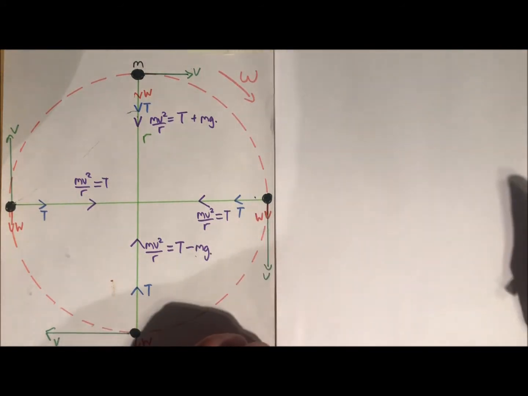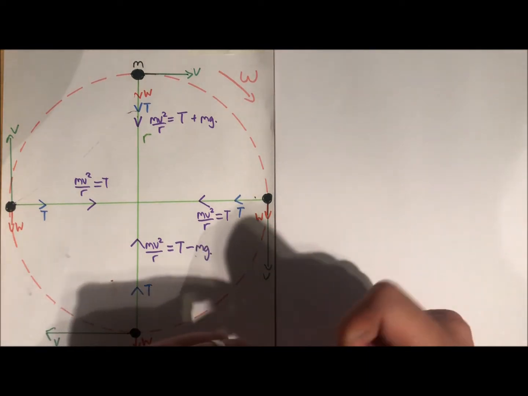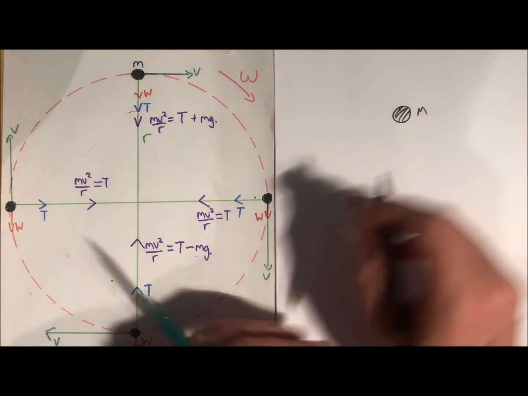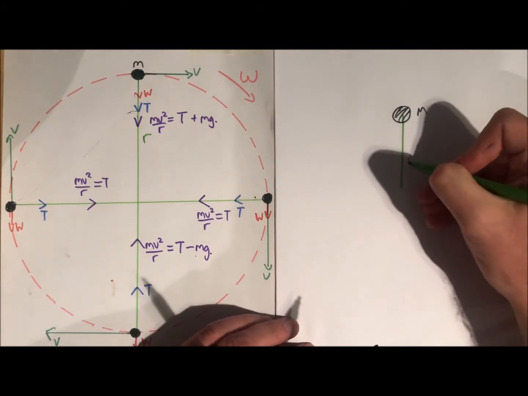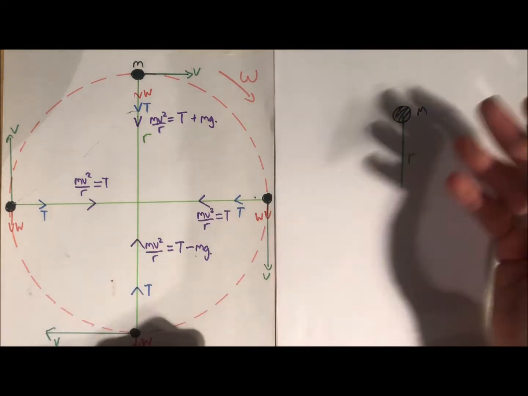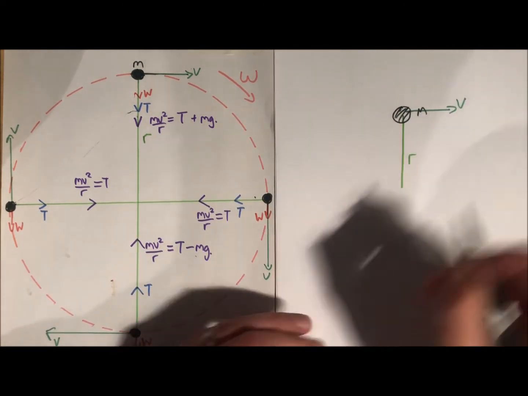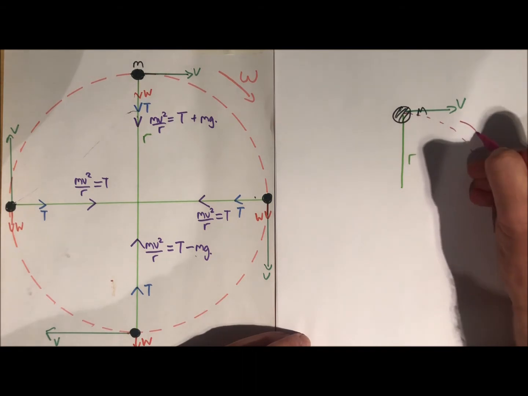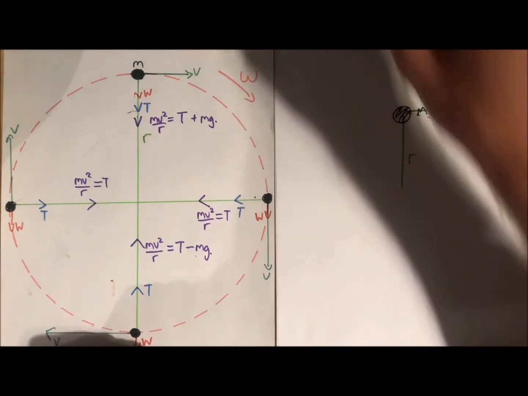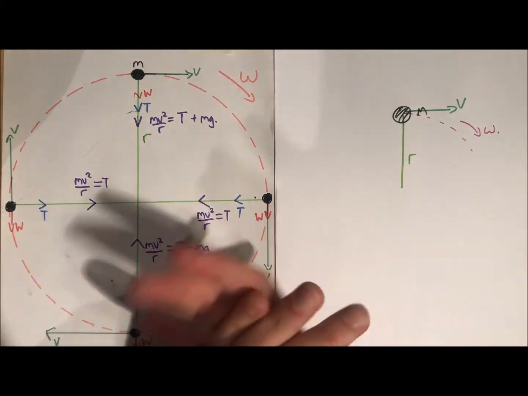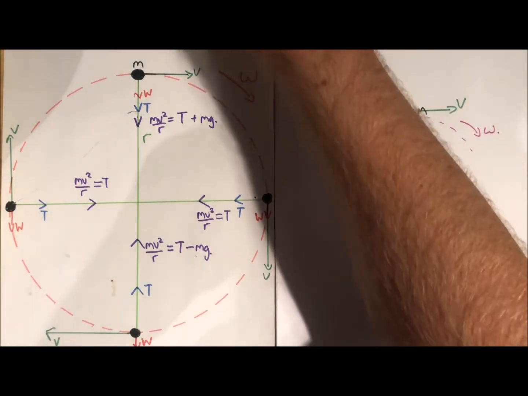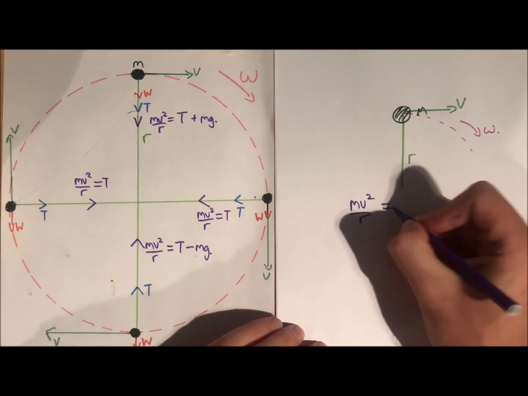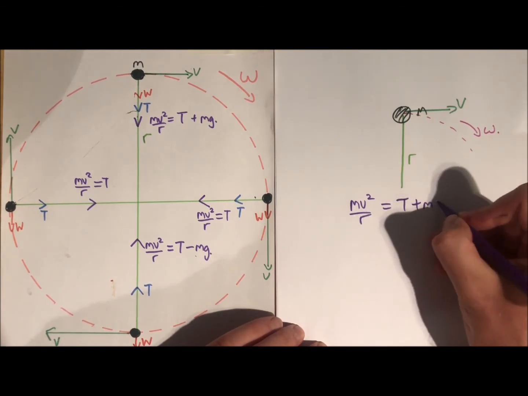Now, what is an important consideration with the mass on a string is something called the minimum speed condition. So I'm just going to sketch in our mass again, on our string, a radius of r. It was moving at a speed v that way, but actually was taking this circular path with omega. Now, when we looked at our centripetal force equation, mv squared over r at the top equals T plus mg.